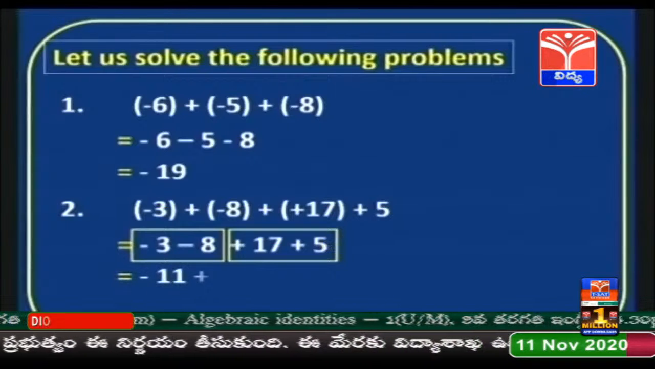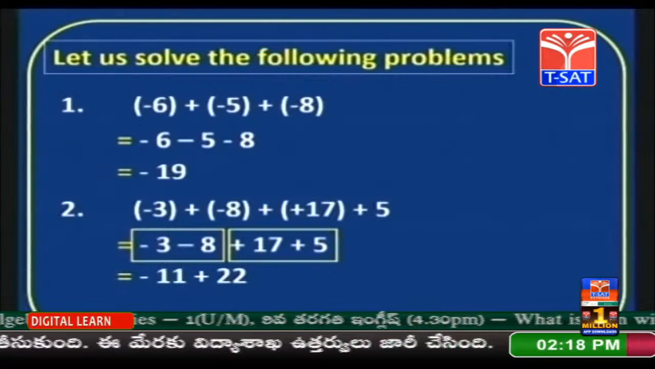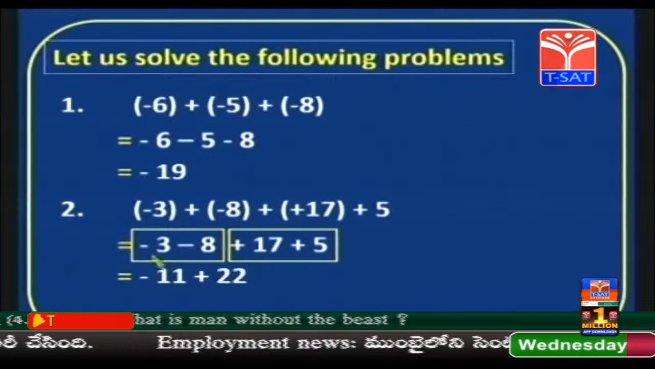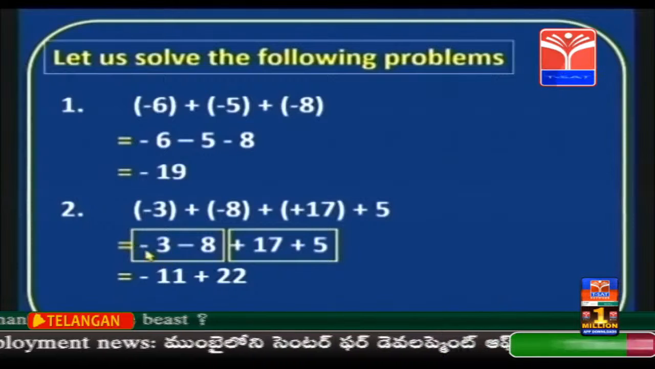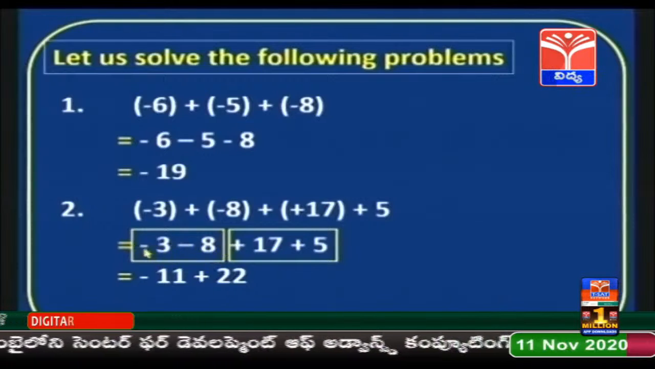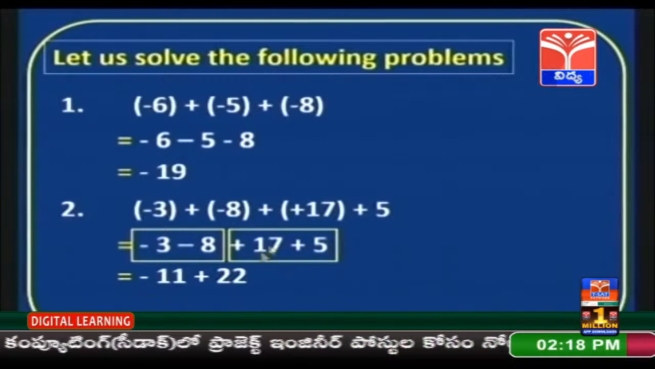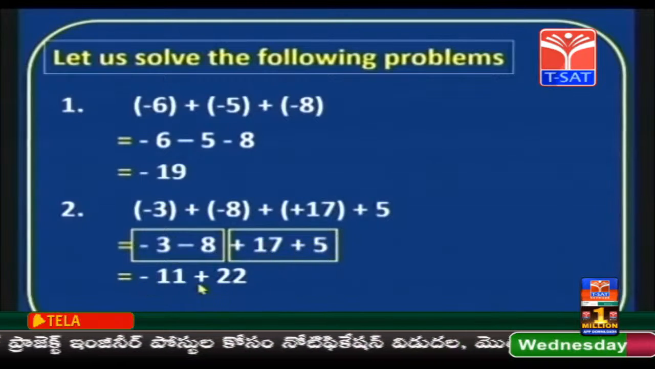So we have to add them and put the positive sign. So what is 8 plus 3? 11. We have to take minus 11. What is 17 plus 5? 22. So we have to take plus 22. Children, try to understand this here. Minus 3, minus 8. Both have negative sign. So we are adding them and taking negative sign. Here both have positive sign. I am adding them and taking positive sign.